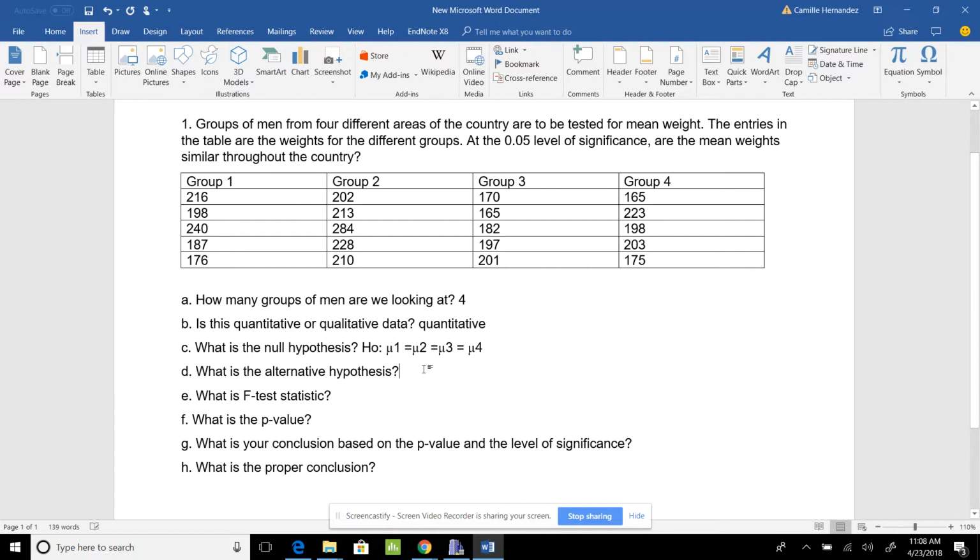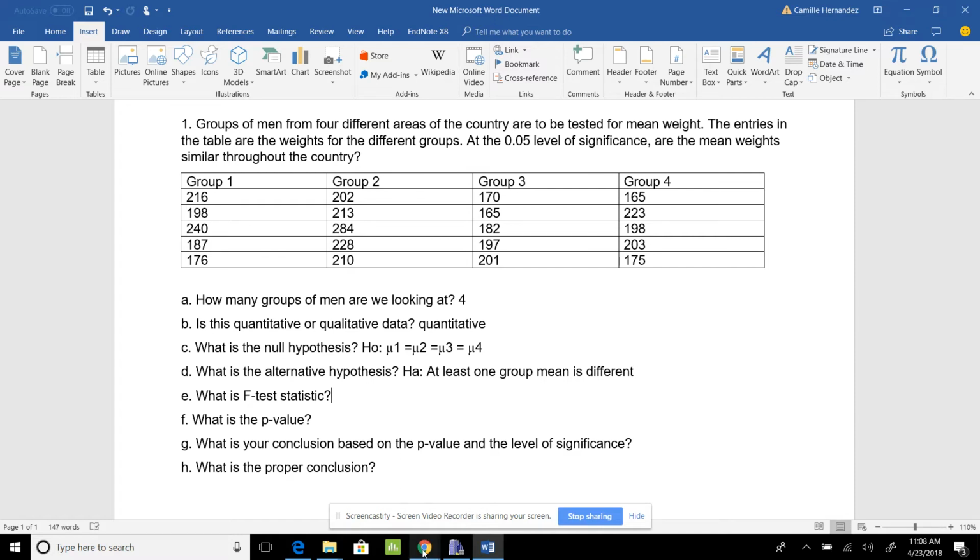So what is my alternative? HA: at least one group mean is different. I could have them all being different from each other, or I could have maybe 3 are similar and 1 is different, maybe 2 are different and 2 are similar. For us to support that alternative, at least 1 has to be different.